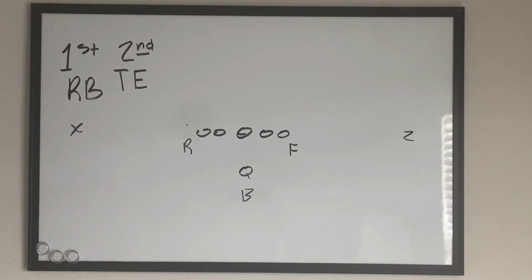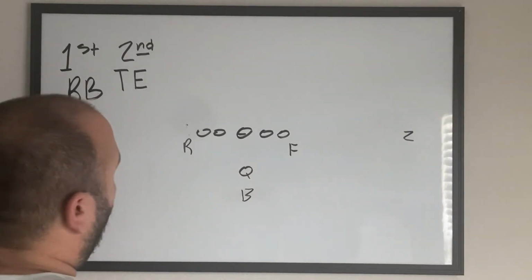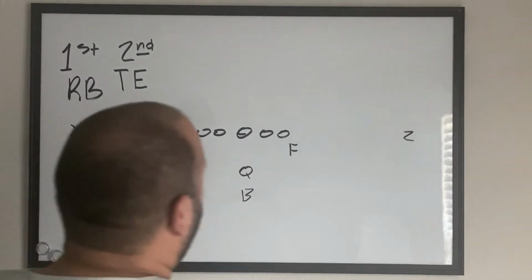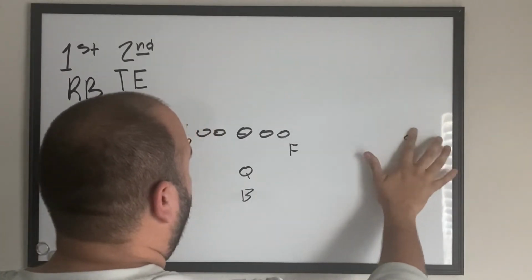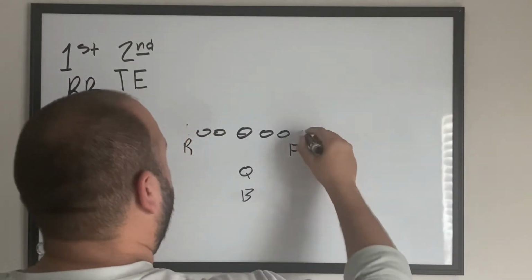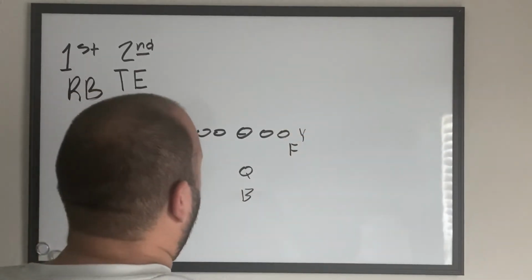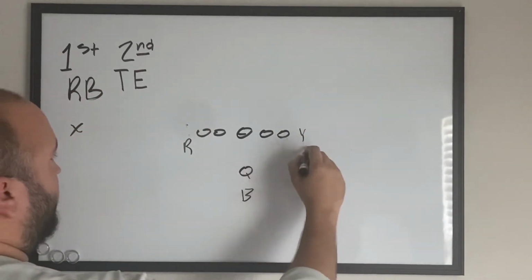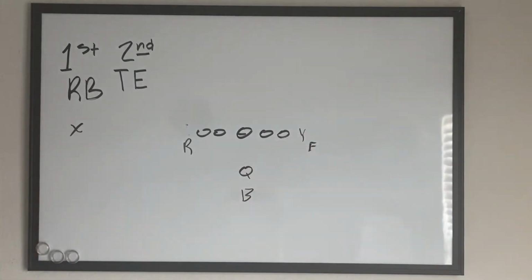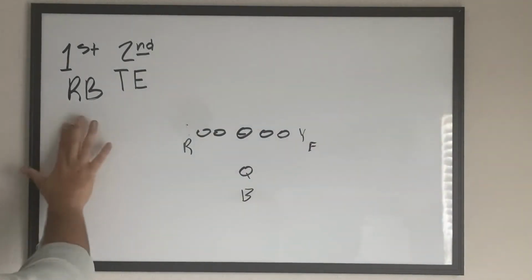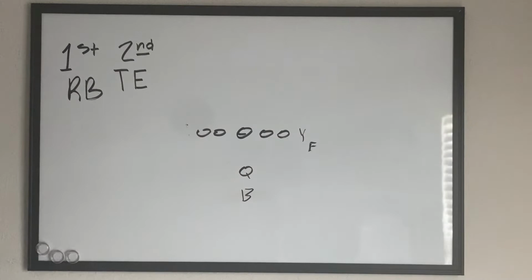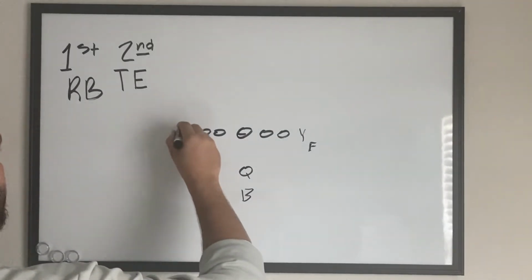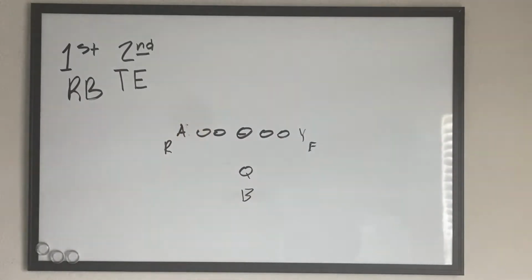If I go 31, this is the exception. I'll end up putting a tight end on the line right there, and I'll probably bump him out as a wing. If I go 32, then I'm going to be in a double wing. So those are all the personnel groupings with their base formations.